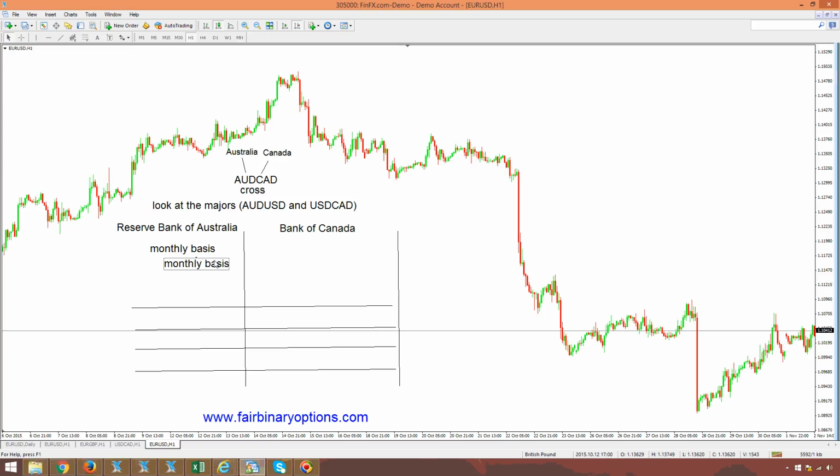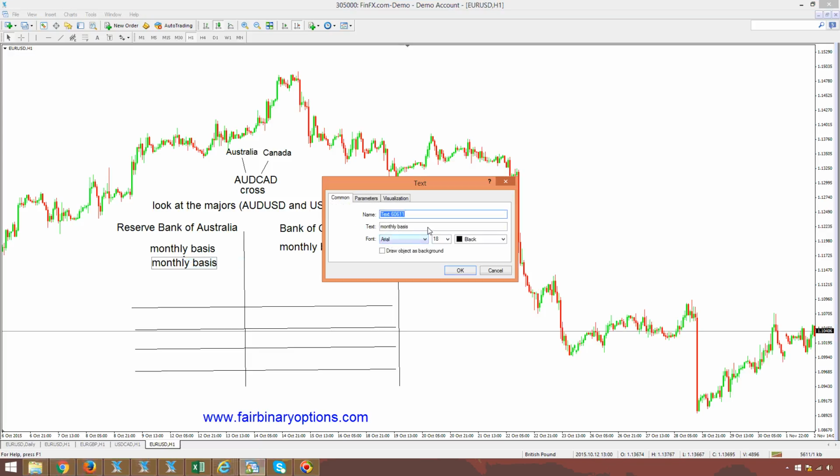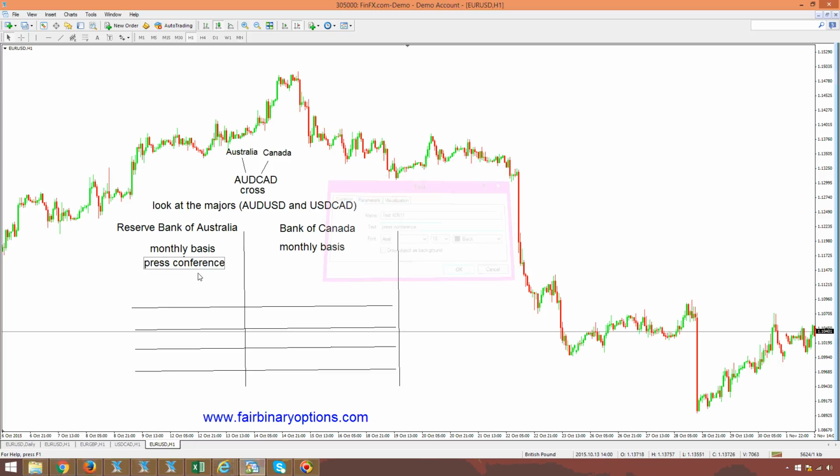The Bank of Canada and the Reserve Bank of Australia are meeting on a monthly basis. And after the assessment, or after the monetary policy or the interest rate is communicated to markets, a press conference always follows, or a rate statement press conference. During these press conferences, you will usually have most of the volatility taking place.